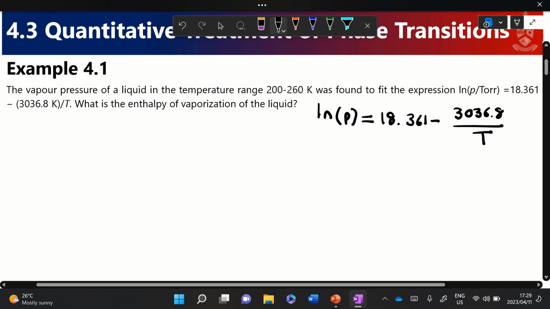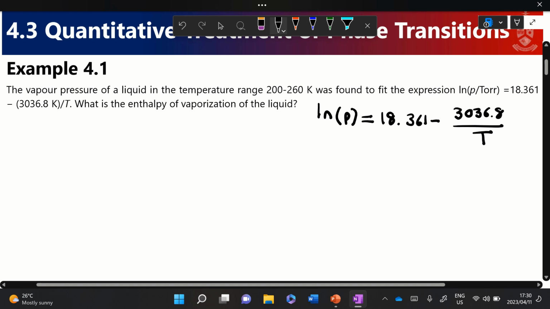Now you can do a few things. You can rewrite it in terms of P, so that you can get an expression for P, and then you can plug it into the Clausius-Clapeyron equation, and then you can calculate the enthalpy of vaporization. But remember, you need to plug it into the differential form of the Clausius-Clapeyron equation. Why? Because we're given a function. We're not given a pure value of P here.